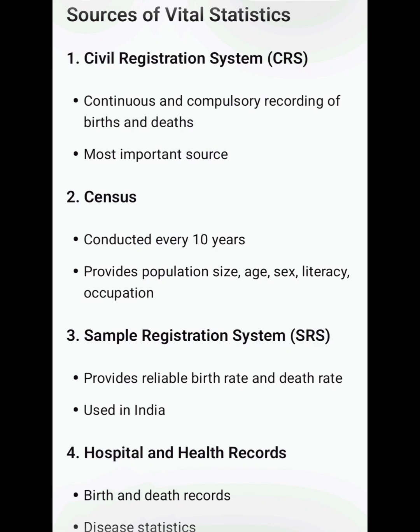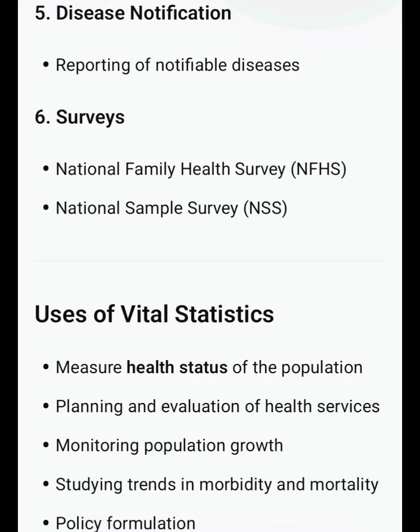And the third one is the sample registration system. Here they provide reliable birth rate and death rate, and this is used in India. The fourth one, hospital and health records: birth and death records, disease statistics. Every day at 12 o'clock at night, they have to give the report about the birth and death records. And next one, disease notifications, reporting of notifiable diseases. And the sixth one is the survey: National Family Health Survey and National Sample Survey.